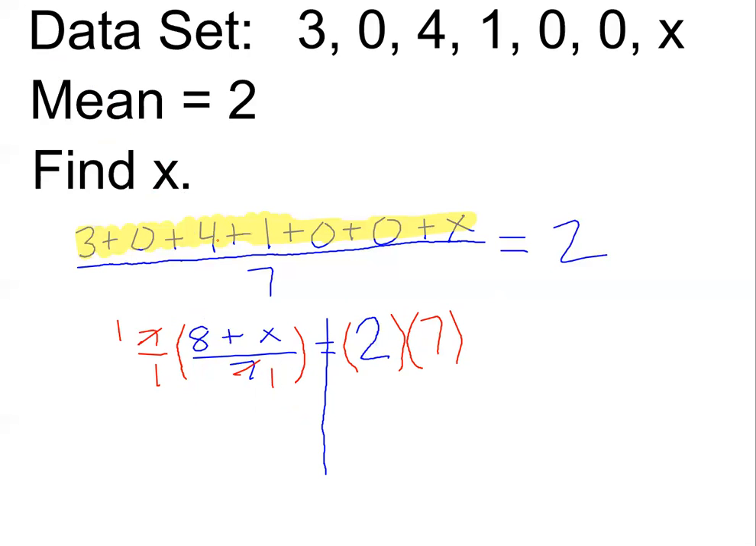And now I'm left with the 8 plus x over 1, but I don't need this. This 1 is going to multiply this quantity 8 plus x. That's not going to change it, so it's just 8 plus x. And 1 times 1 is 1. I could put over 1, but I don't need to. And because I multiplied by 7 on both sides using the multiplication property of equality, I can put an equal sign here. 2 times 7 is 14.